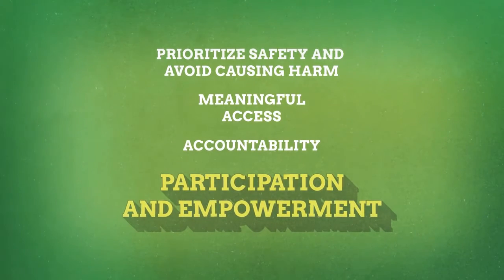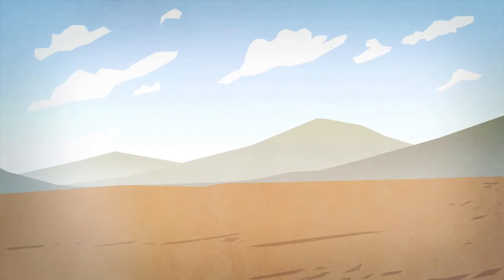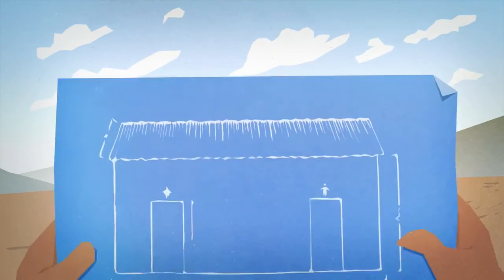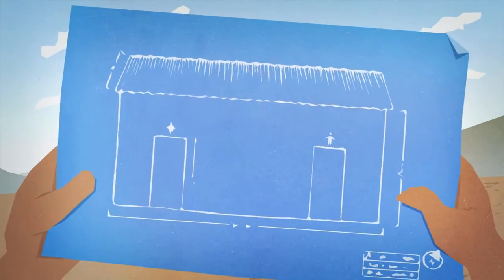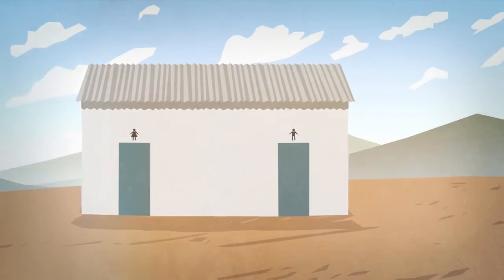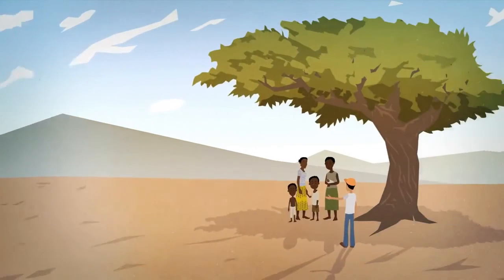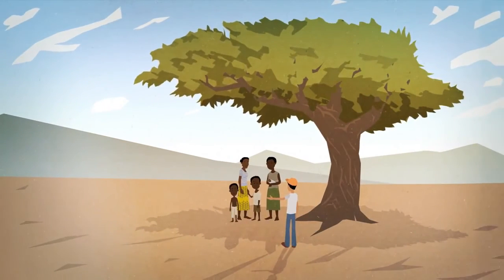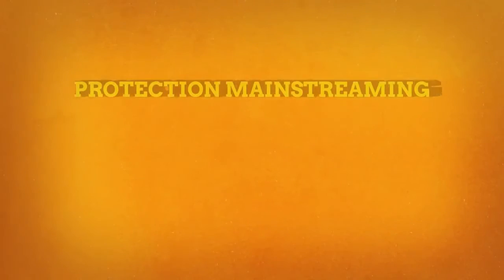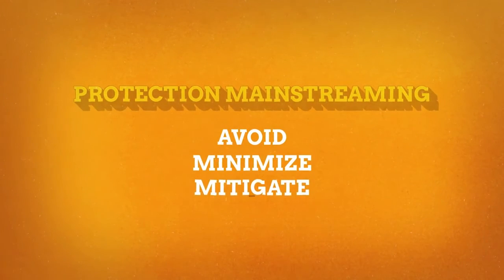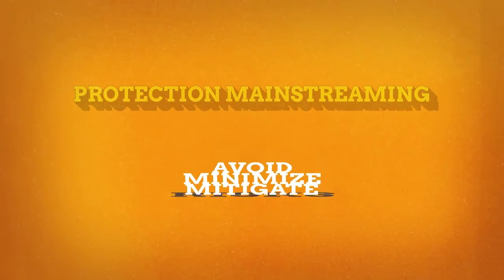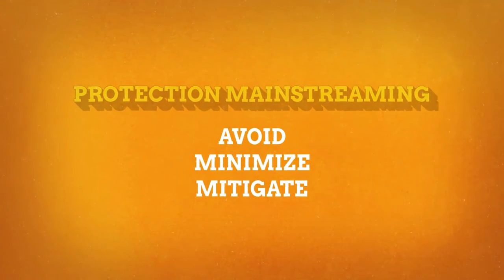Participation and empowerment. This is about ensuring that beneficiaries are actively involved, or even take full control of the humanitarian intervention. As well as receiving information, people in humanitarian crisis have the right to participate in the decisions that affect them. Protection mainstreaming aims to avoid, minimise, and mitigate the risks associated with the delivery of humanitarian assistance.